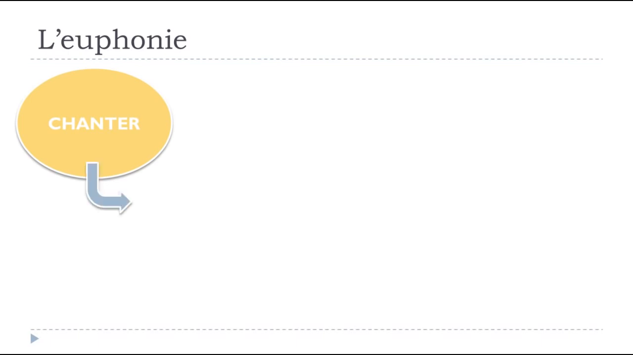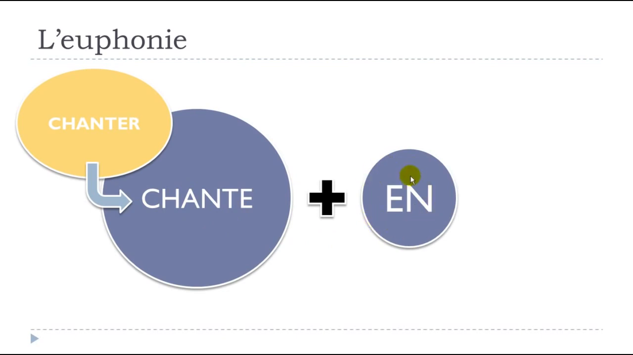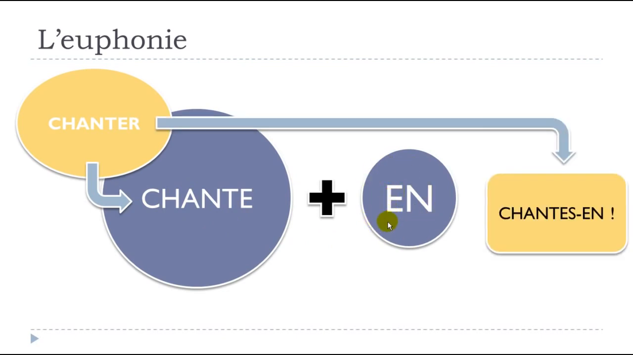Another example, chanter, chante, and then you put en after. Chantes-en, could be chantes-en une, chantes-en. Keep in mind that you will have to keep this S, chantes-en, to have this link between the two.